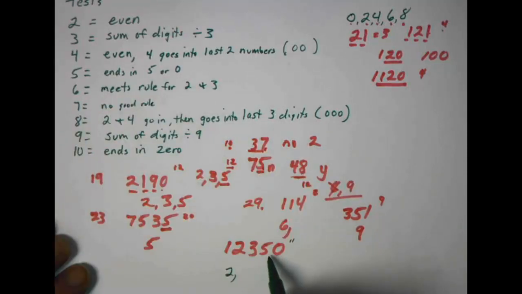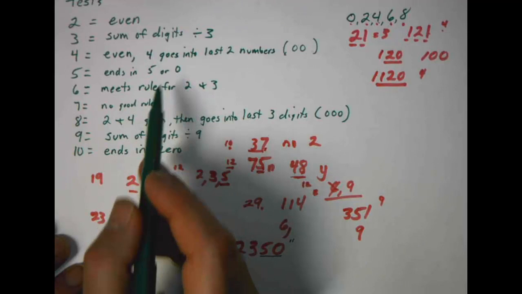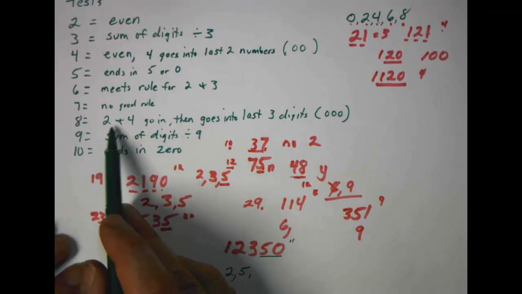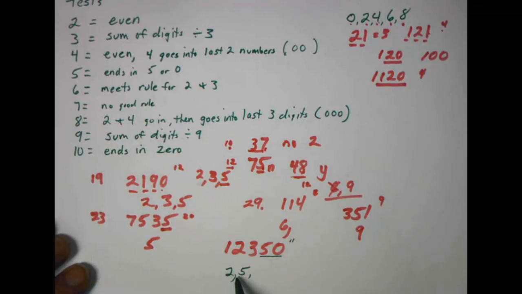4 has to be even, it is, so we're going to check the last two digits. Does 4 go into 50 evenly? No, it'll go into 40, but it won't go into 50, therefore 4 doesn't go into this entire number evenly. 5: does it end in a 5 or a 0? Ends in a 0, therefore 5 will go in. 6 needs 2 and 3 both. I don't have 3, therefore 6 doesn't go. 8 meets the rules for 2 and 4. I have 2, but I don't have 4, so 8's not going to go in.